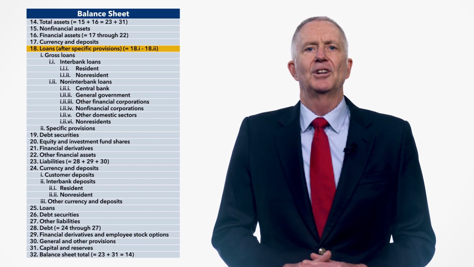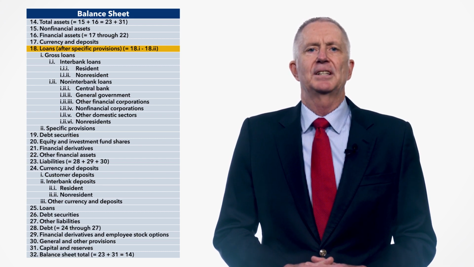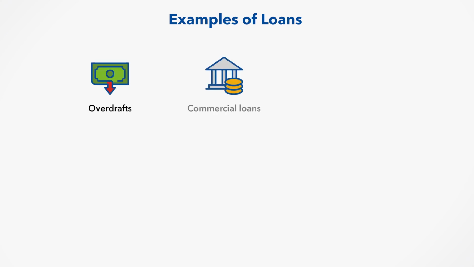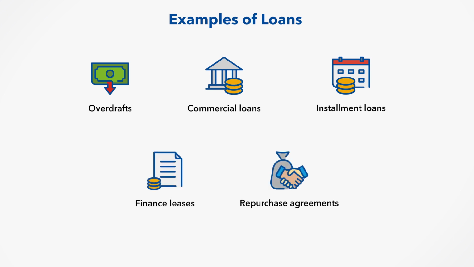Loans are typically the largest single asset class for deposit takers. This asset class includes many different types of loan, including overdrafts, commercial loans, installment loans, finance leases, and repurchase agreements. While not reported separately on the sectoral balance sheet, loans collateralized by mortgages on residential or commercial real estate should be separately identified in the memorandum series for FSI calculation.